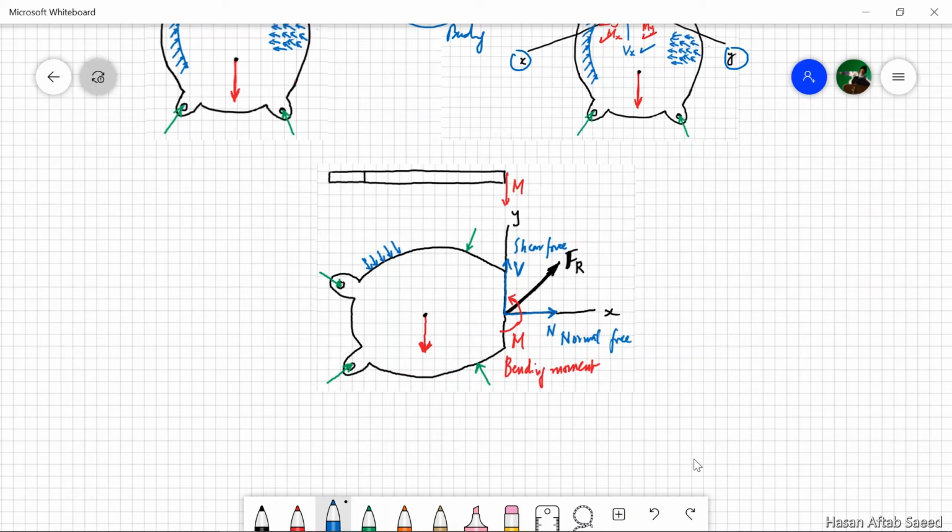In 2D problems, there will be one bending moment couple about the out of plane axis, and at most two orthogonal components of resultant force N and V along the two in-plane axes, one normal and the other shear.